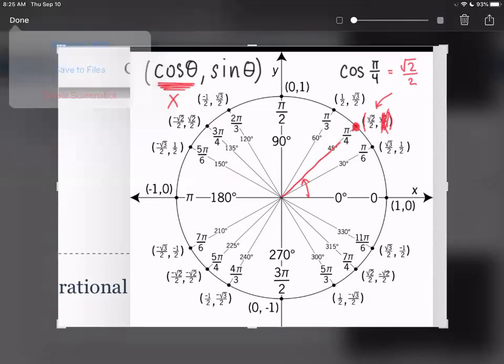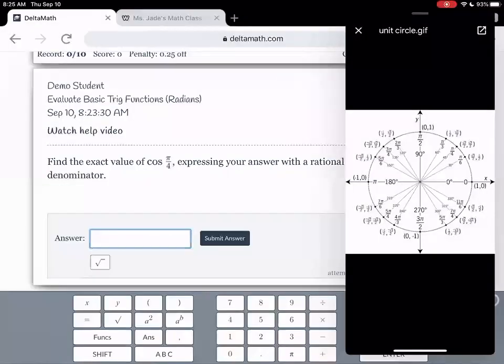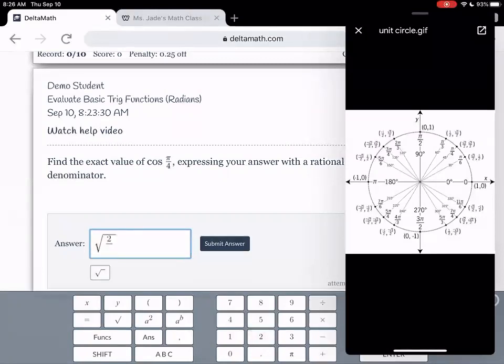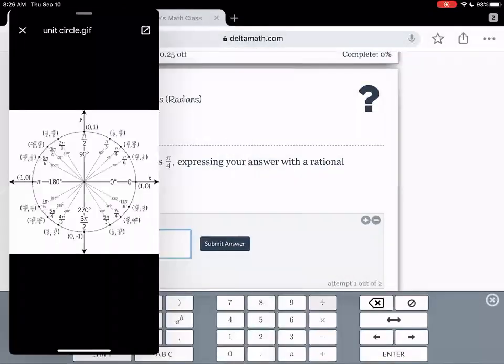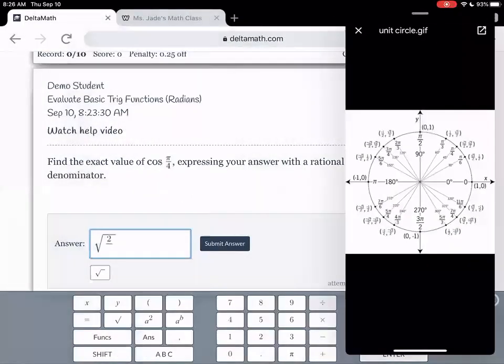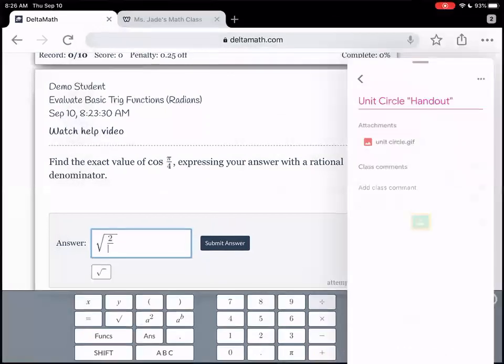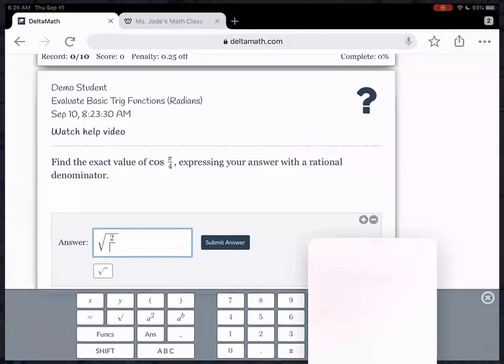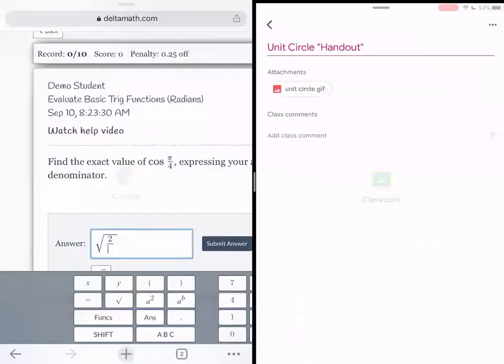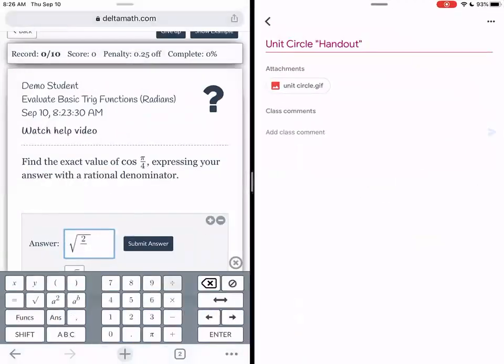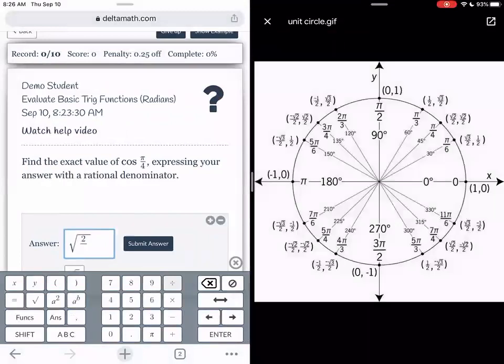Okay, then I'm going to type this in. Root 2 over, nope, that's not how I want it. Okay, sorry, unit circle, go away. You know what? I don't know how to do this. Go away. That's so much better. Okay, sorry, let's do this properly now. Root 2 over 2. There we go. Submit.